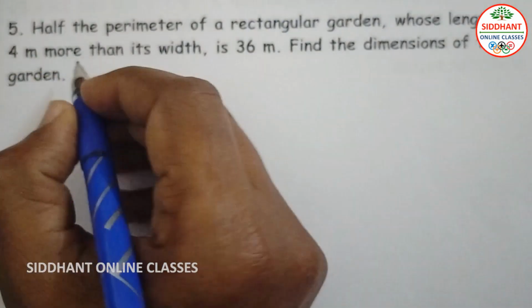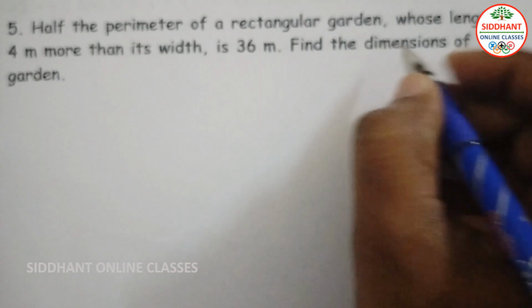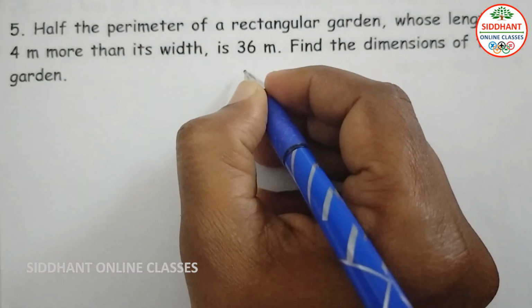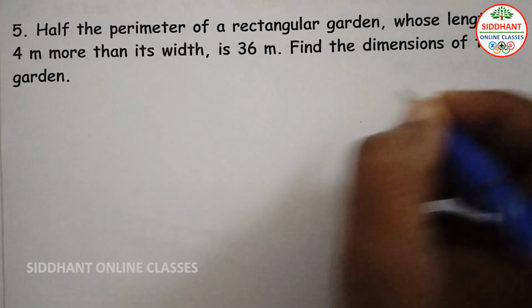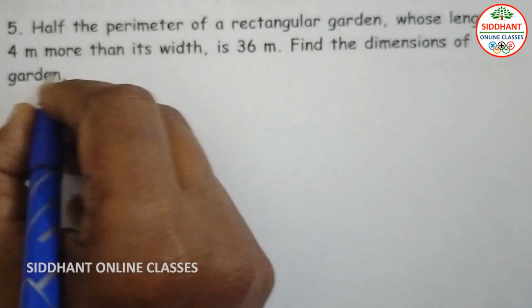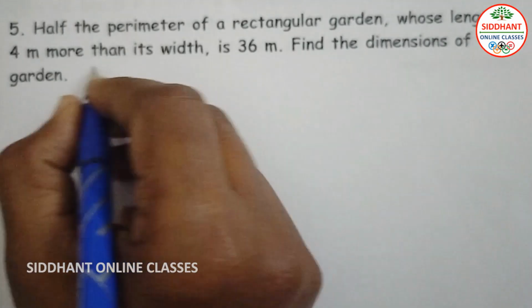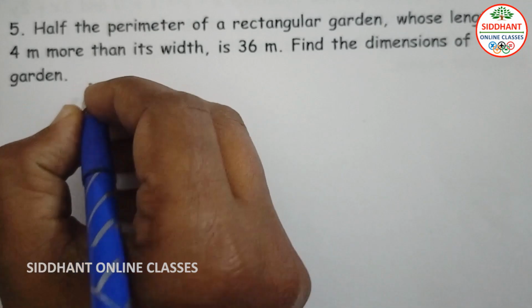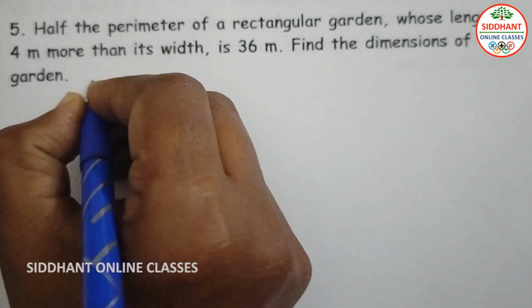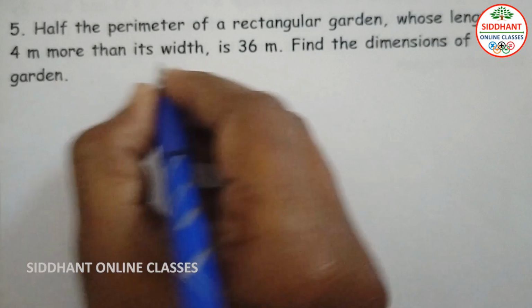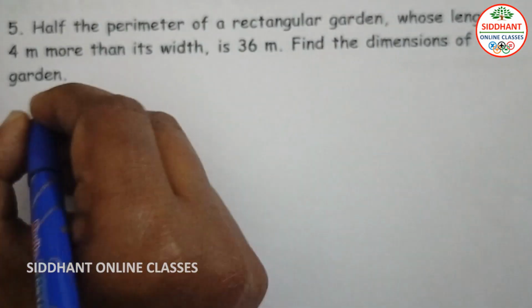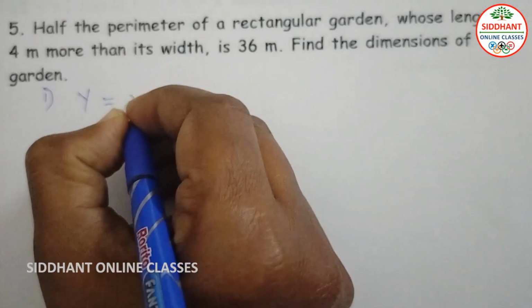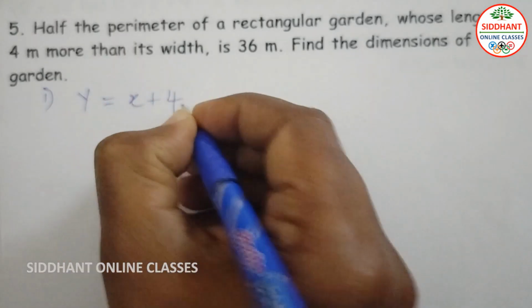Question number 5. Half the perimeter of a rectangular garden whose length is 4 meters more than its width is 36 meters. Find the dimensions of the garden. So here the data is given, length and width. So length, which is 4 meters more than breadth here. So first equation will be y equal to x plus 4 here.